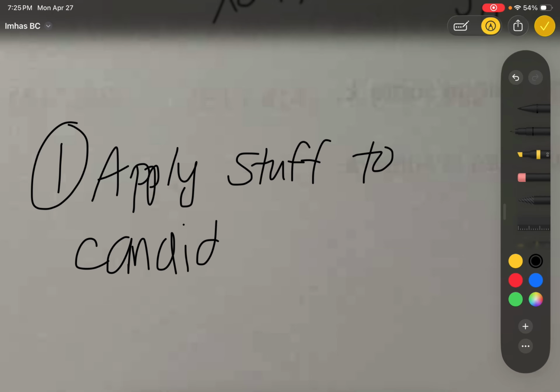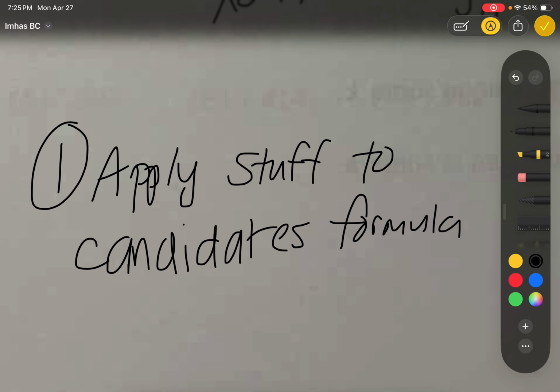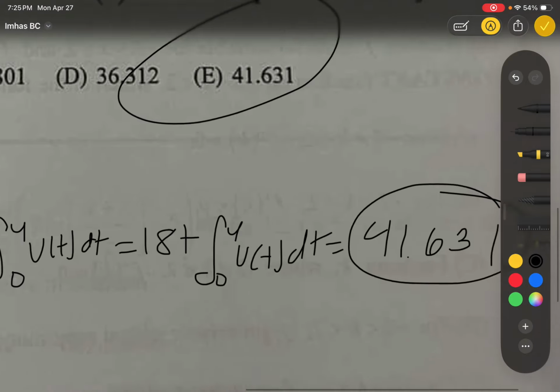Apply stuff to candidates formula. Oh, I forgot to write the candidates formula. I'll write that in a second, to plug and chug.